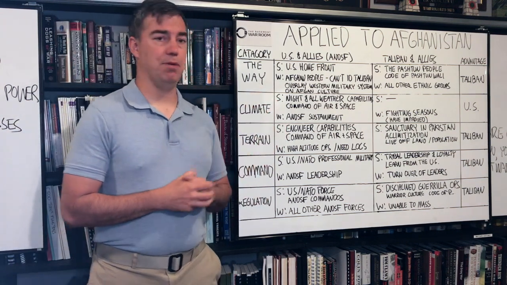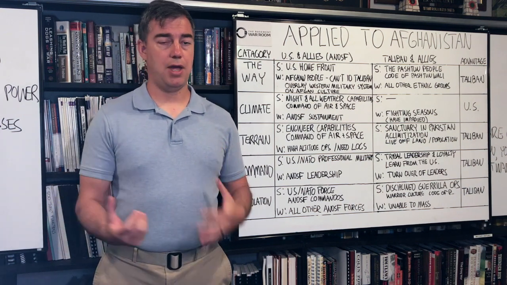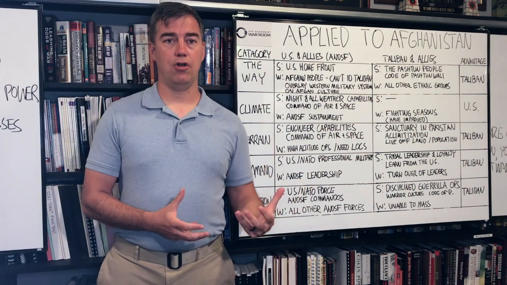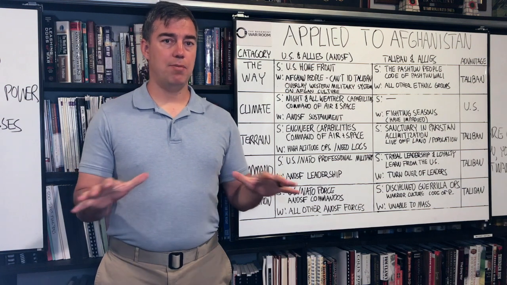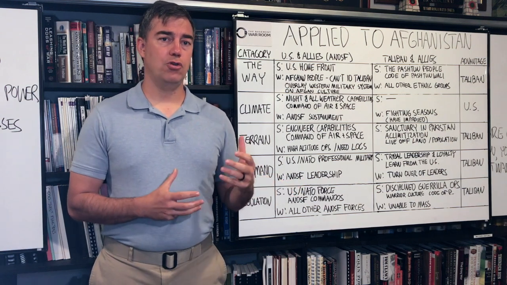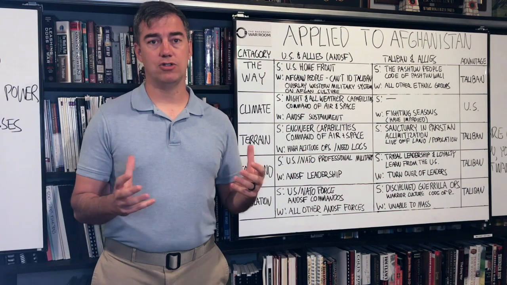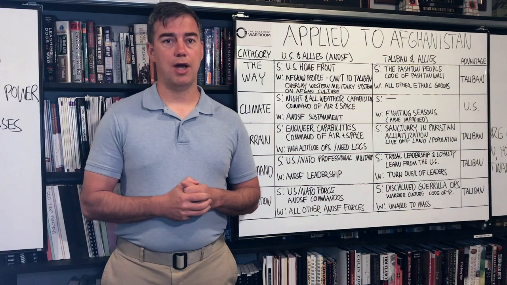Weakness is the Afghan people. Frankly, we can't tell the difference between the Taliban and anyone else in Afghanistan, especially other Pashtun tribal members. So the inability to discriminate. Also, many of the Afghan people do not support the Afghan National Defense Security Forces or their government. So there's very low alignment there.